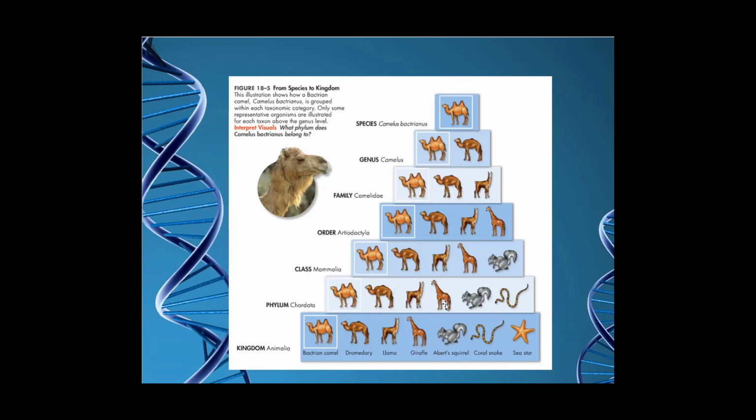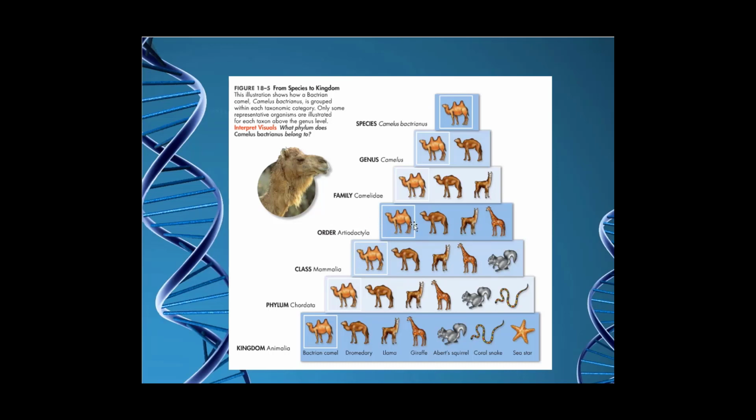All these things still have a spinal cord, except for this one. The sea star is an invertebrate, no spinal cord, so it is not in the phylum Chordata. It's in a different phylum, so no sea star. Next one, Mammalia. Which one's dropped out now? The snake. The snake is not a mammal, so it is not in class Mammalia. But all this other stuff is: camels, llamas, giraffes, squirrels.